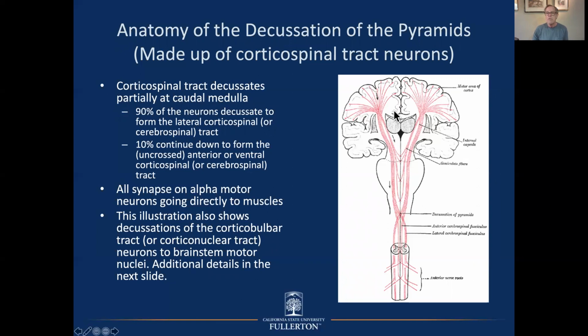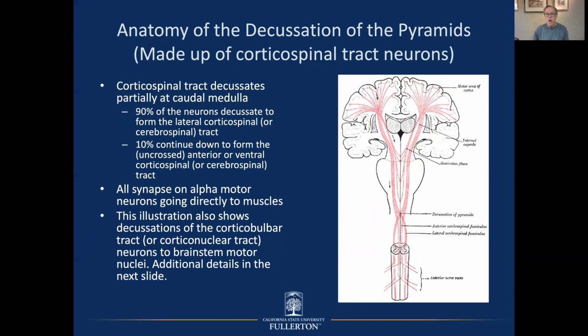And as you know, lower extremity down here, body, great big face, great big hand, and 90% of those go down and decussate at the caudal medulla. They all synapse then on alpha motor neurons. And this illustration just shows the decussation of the cortical spinal tract here at the caudal medulla.